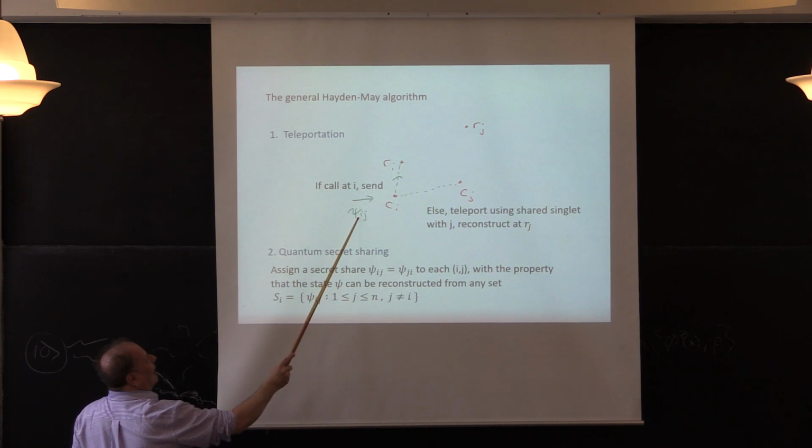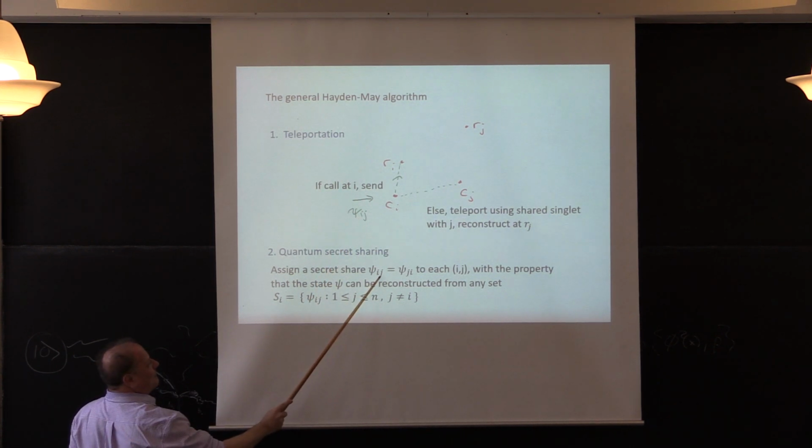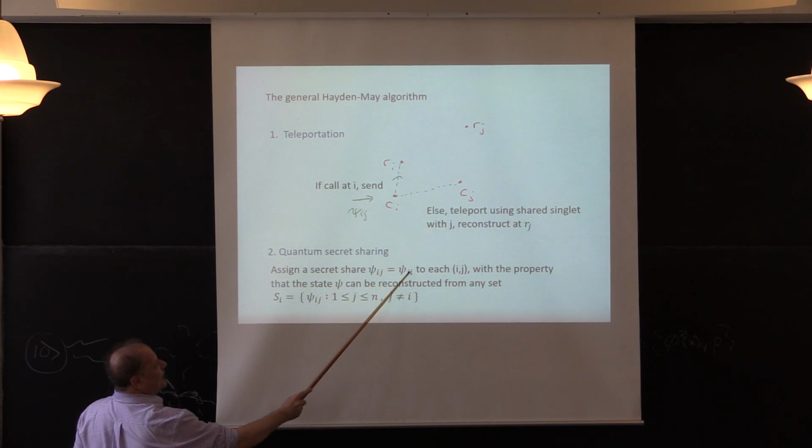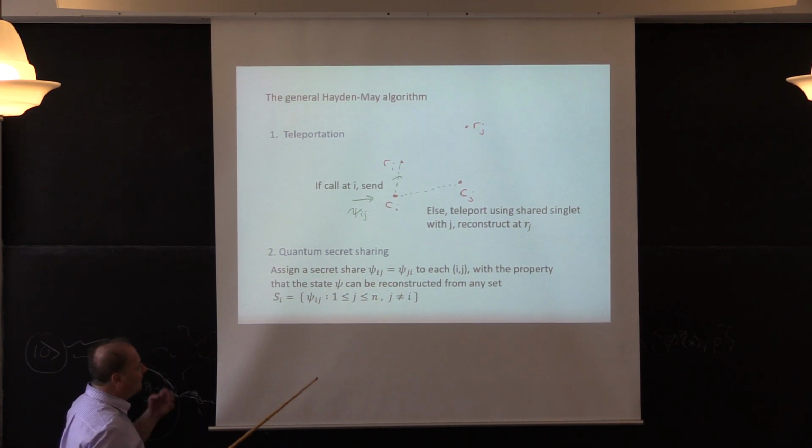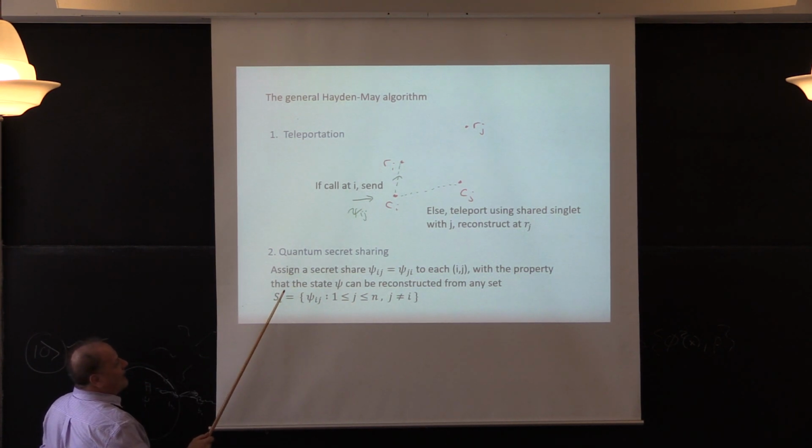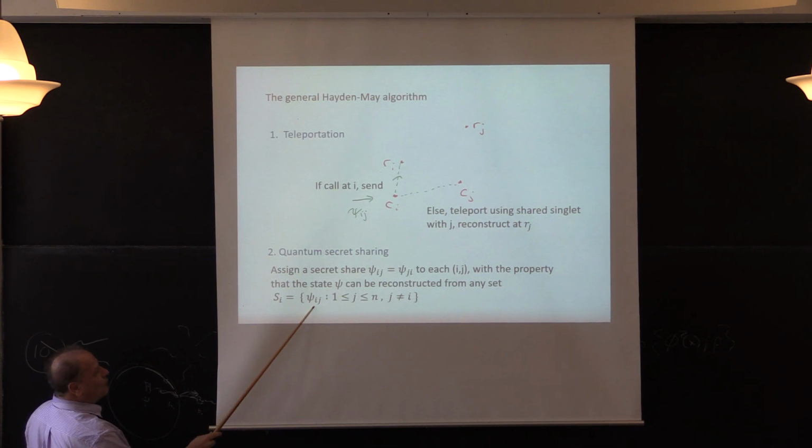split up into states psi ij, and it's going to be simplest if I write psi ij to mean the same thing as psi ji here, where i and j are different. I could do it in a way so that the psi can be reconstructed from any set that contains all of the things corresponding to one of the labels. So here, this set Si has all the psi ij's for every j that's not equal to i.